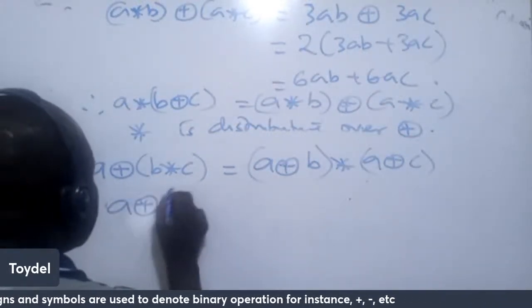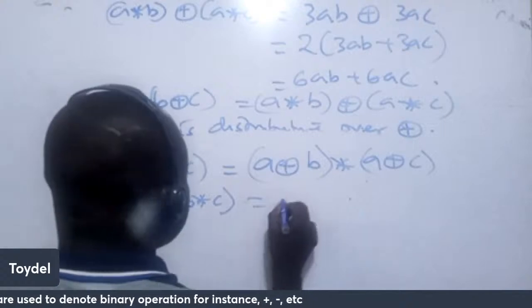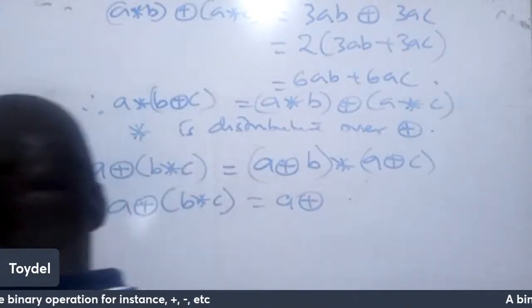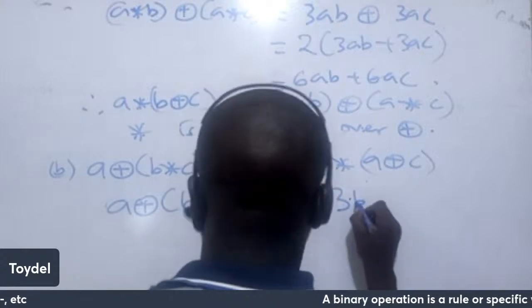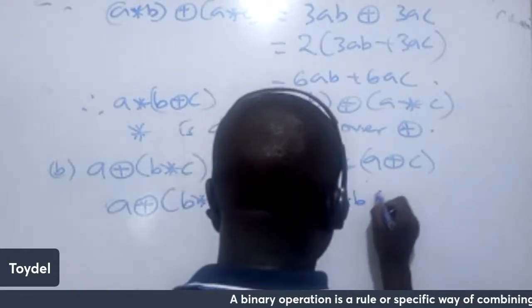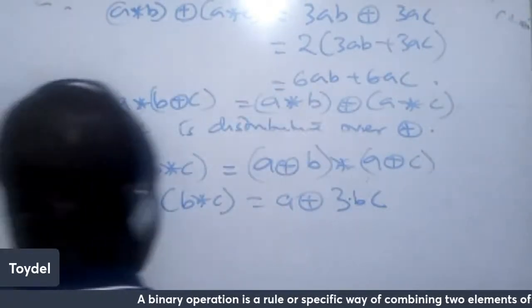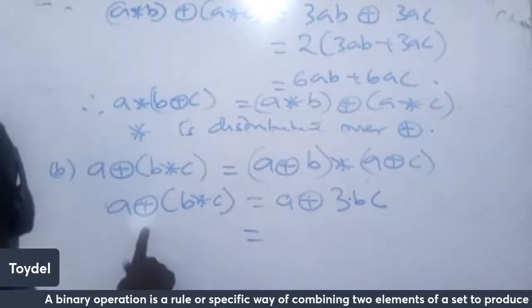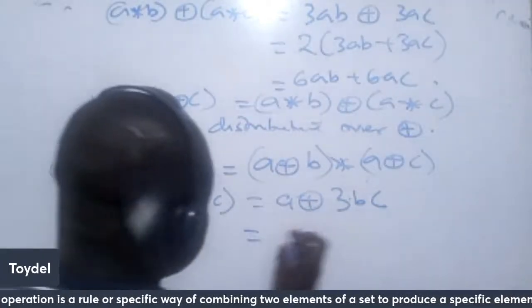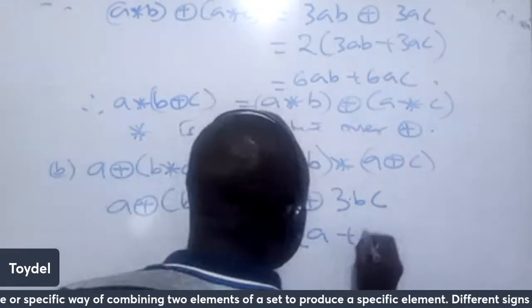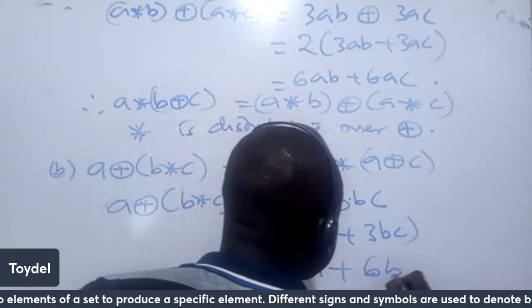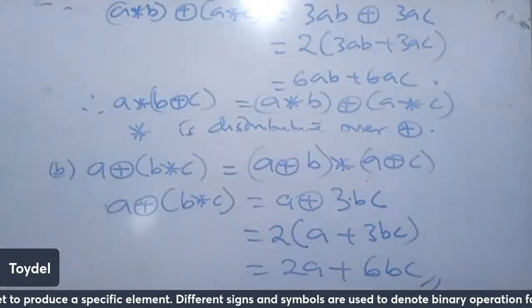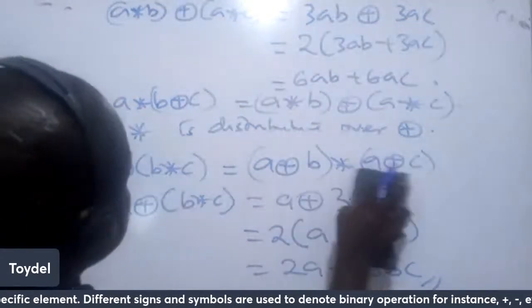So now let's start from the left hand side. A plus, then B asterisk C. This is going to give us A plus, what is B asterisk C? B asterisk C will be 3BC. That's what we are going to have. And at the end of the day, when we have plus it simply means 2 into bracket, addition of these two, that will be 2 into bracket A plus 3BC. So at the end of the day, we are going to have 2A plus 6BC. That is what we are going to get at the left hand side. So I'll go to this right hand side.